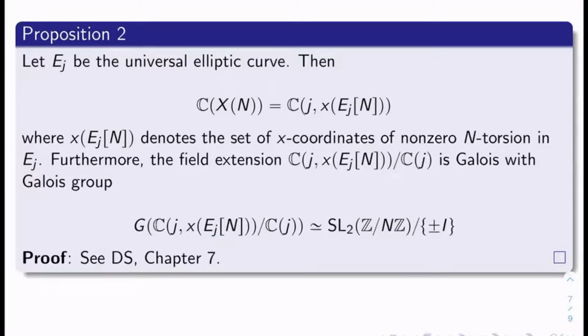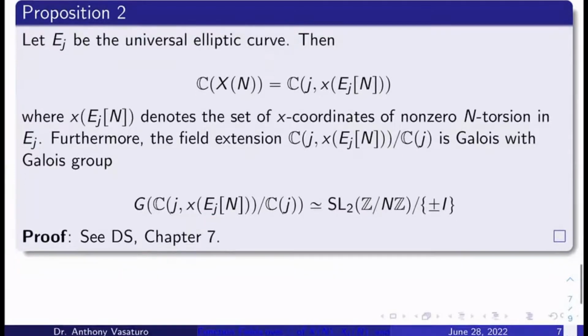Well, we can certainly say some things. Here's one interesting thing. If you take C of J, the base field, and you adjoin the x coordinates of all the capital N torsion of the universal elliptic curve E sub J to it, it turns out you just get the complex function field of X of N. That's pretty wild. So that's another kind of deep connection between modular forms and elliptic curves right there. Function fields of modular curves are tied to torsion fields of the universal elliptic curve.